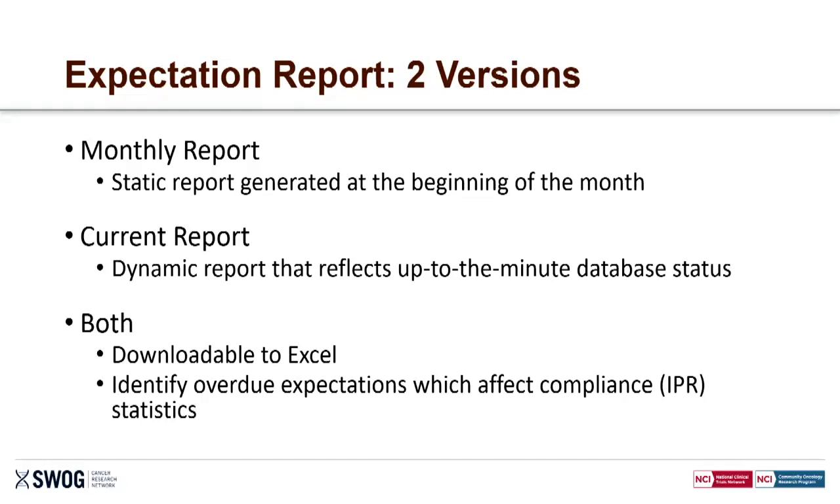So expectations reports, we have two different versions of them. There's a monthly report, which is static, generated at the beginning of the month, the second of every month. This is the report that is sent to your head CRA and to your site PI and is used for calculating site metrics. So that's kind of the monthly snapshot.